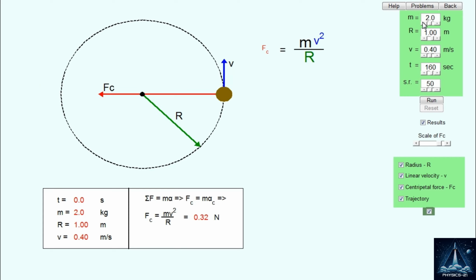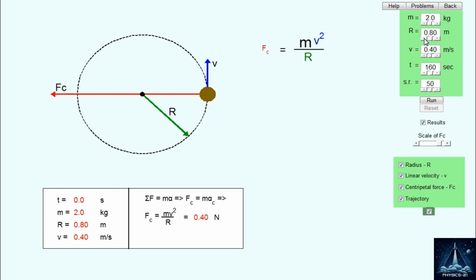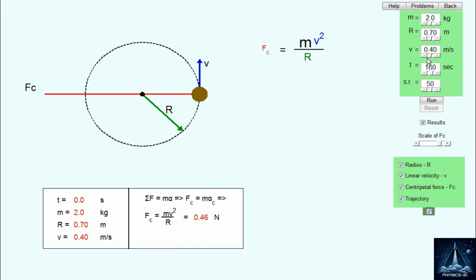We can select various combinations of parameters and study the simulation. We observe that the centripetal force is proportional to the mass m of the object, proportional to the square of the linear velocity v, and inversely proportional to the radius r of the orbit.